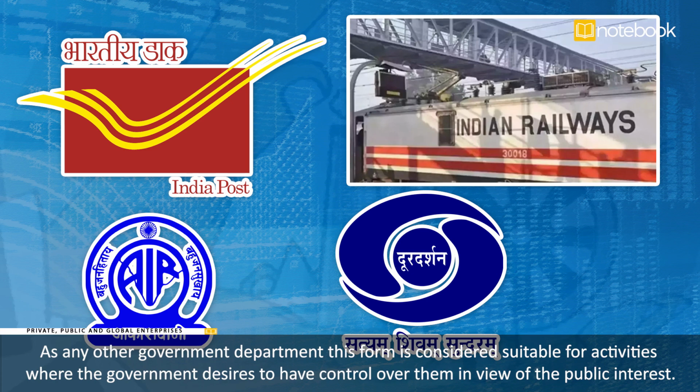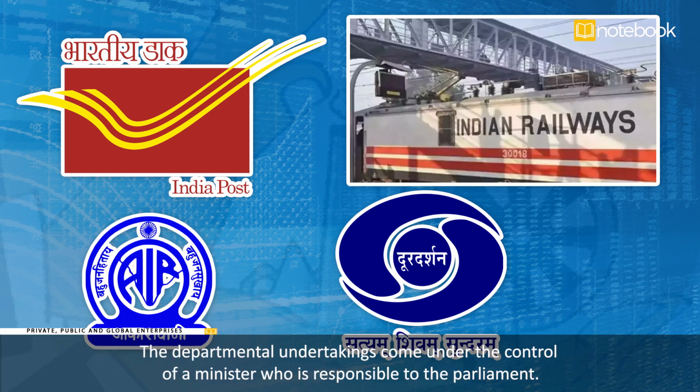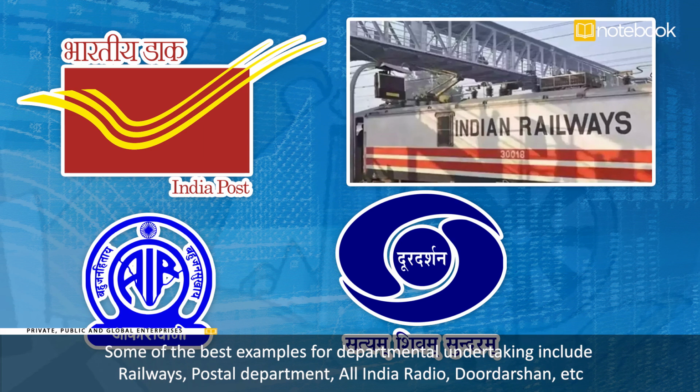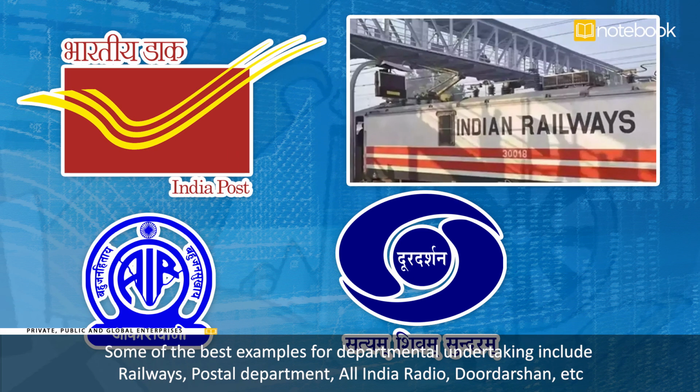This form is considered suitable for activities where the government desires to have control over them in view of the public interest. The departmental undertakings come under the control of a minister who is responsible to the parliament. Some of the best examples of departmental undertakings include Railways, Postal Department, All India Radio, Doordarshan, etc.